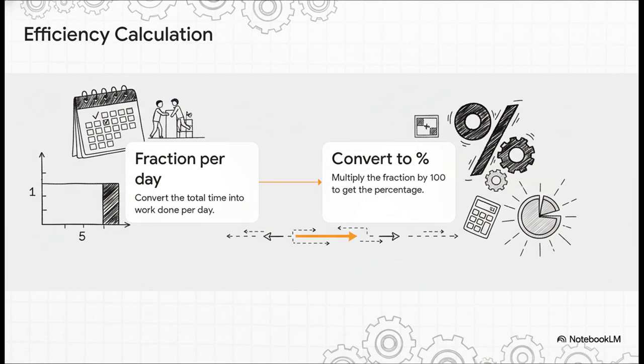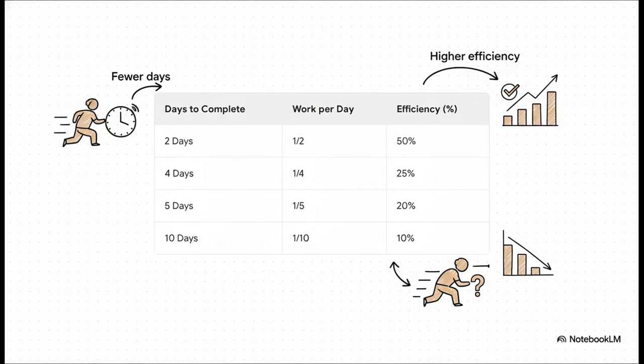First, you turn the time into a fraction. Like, if someone takes 5 days to do a job, they're doing 1/5 of it each day. Then, step 2, you just multiply that by 100 to get your percentage. So 1/5 becomes, boom, 20% efficiency. And you can see the pattern really clearly here. Somebody who finishes a job in just 2 days, they've got a massive 50% daily efficiency. But someone who takes 10 days, theirs is only 10%. The rule is just dead simple. The less time it takes, the higher that efficiency score.